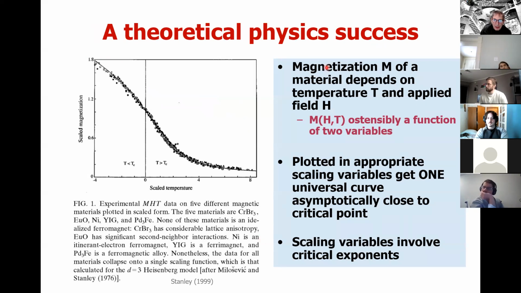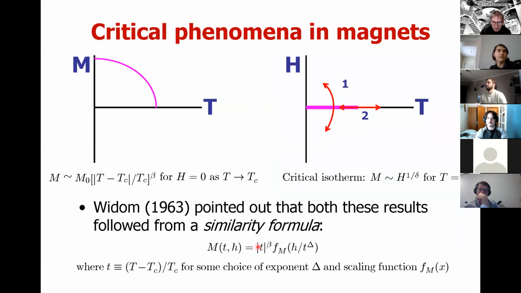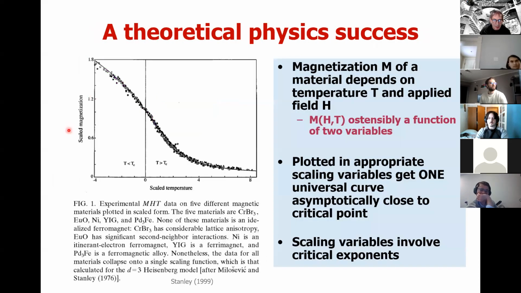You would say that m should be a function of two variables, but this formula says that if I plot m divided by t to the beta as a function of h divided by t to the delta, then that should just be one function, f of x. That's called the scaling function. So you do that. Here is the magnetization scaled in that way. Here is the temperature scaled by the external magnetic field in that way. And you can see that all those data, which should be a function of two variables and so should fill the plane, actually fall onto one curve, one line.